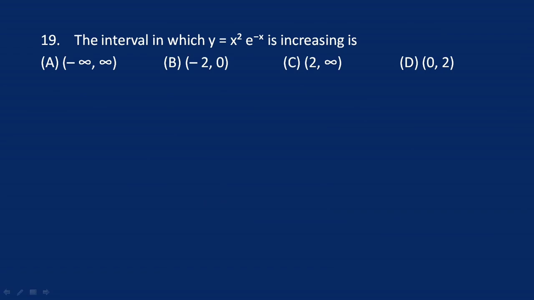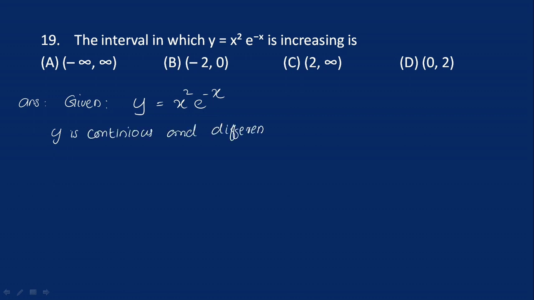19th question, that is, the interval in which y is equal to x square into e raised to minus x is increasing is: a, minus infinity to infinity; b, minus 2 to 0; c, 2 to infinity; d, 0 to 2. So we have given y is equal to x square into e raised to minus x. So we have y is a continuous and differentiable function in R.